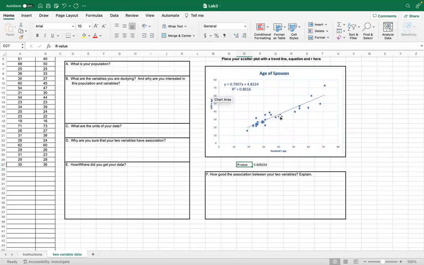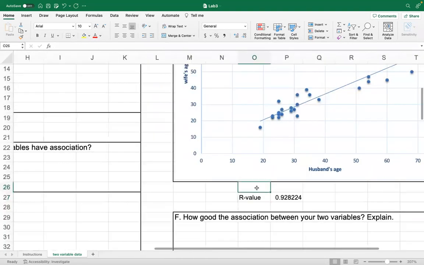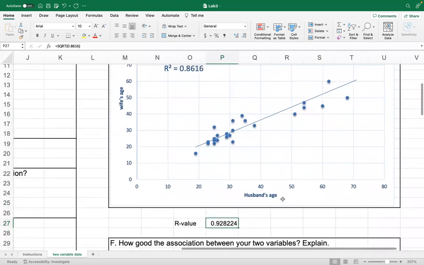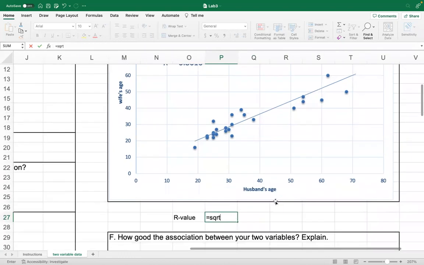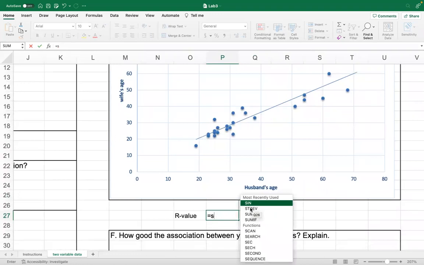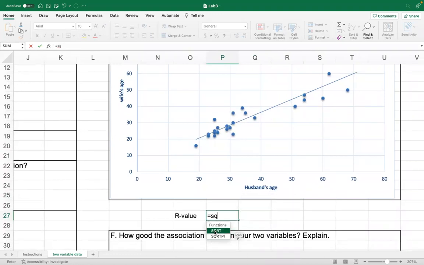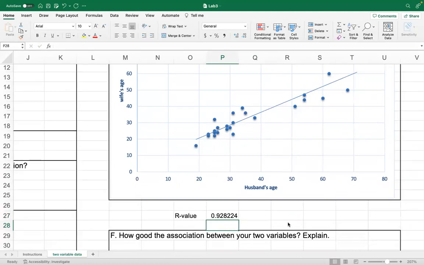Anyone else? Okay, so again, that was equals, and I'm going to get real big here and redo it. Equals SQRT. Once you start typing it in, it's going to show up. So watch, see how it just shows up right under here? You can click on that, or type in SQRT for square root and 0.8616, I think it was. I could be wrong. And then hit enter and it will give you your square root.